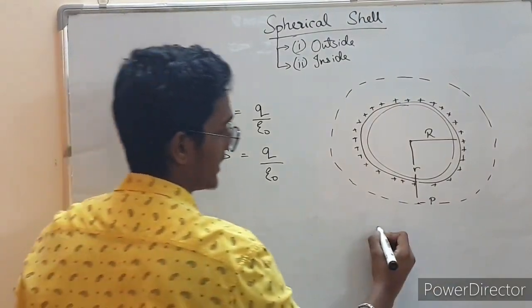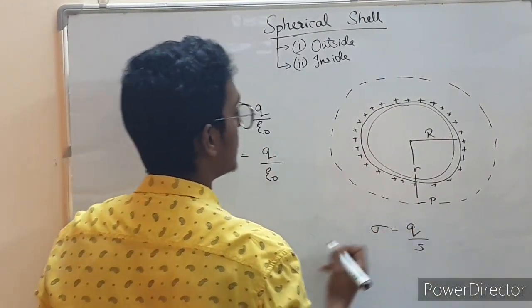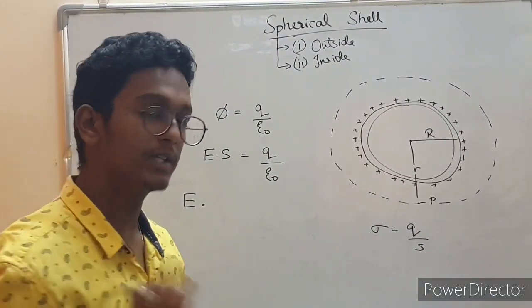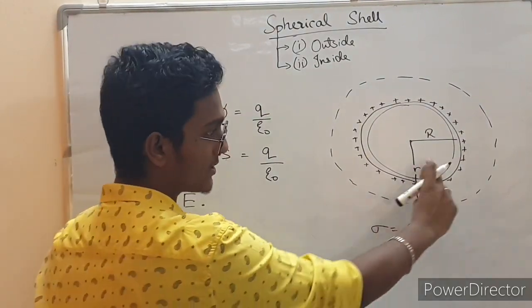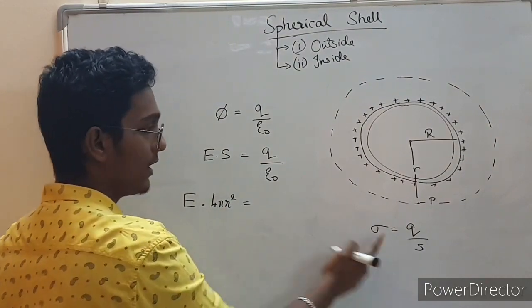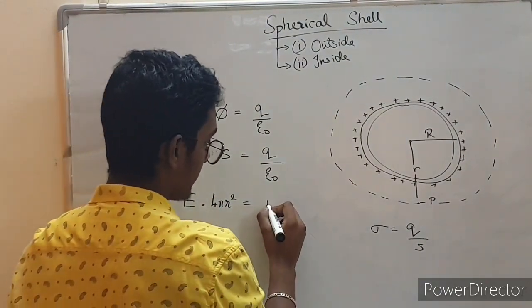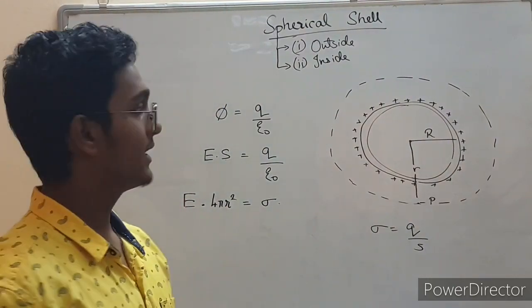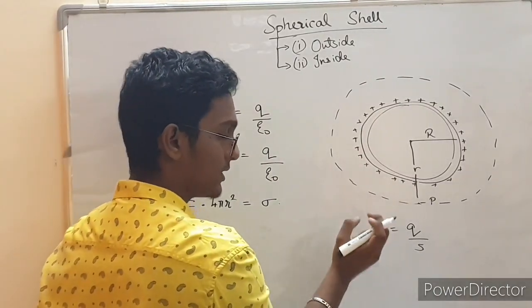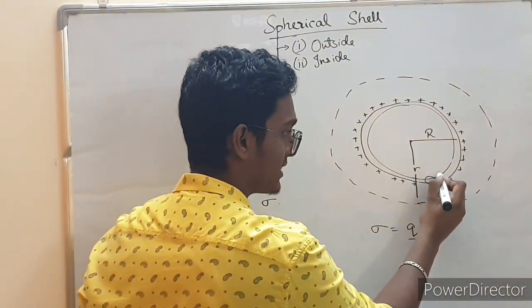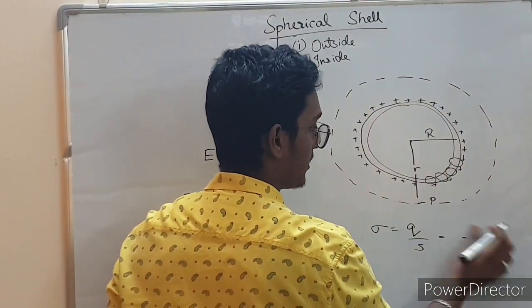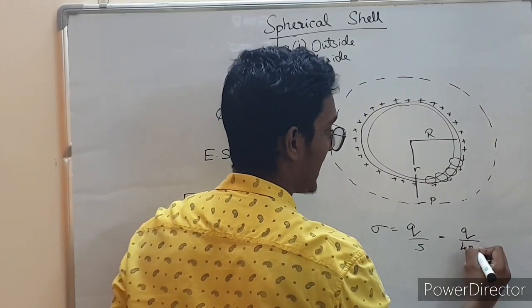So sigma equals q by s. So E dot, this surface area is that of the Gaussian surface, that is 4 pi small r squared, equals q, which is equal to sigma into s. Here s is 4 pi capital R squared, because you're finding the surface charge density for the given sphere, that is at this point, this point, this point. So that's going to be q by 4 pi capital R squared.